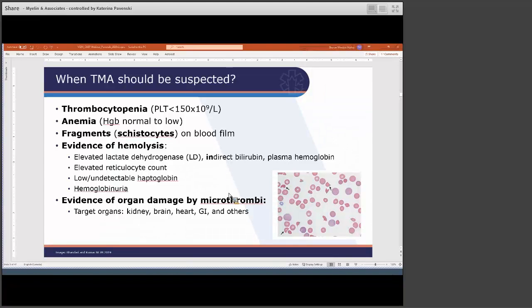There are a number of target organs that are involved: kidney, brain, heart, gastrointestinal tract. And for most of these, we actually have markers that we can assess. For example, if you're worried about kidneys being affected, you can look at creatinine, you can look at proteinuria. For heart, you can measure troponin. For brain, we generally rely on the clinical assessment of clinical symptoms. Next slide.